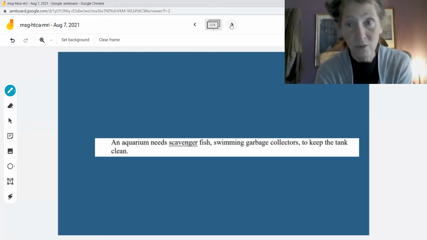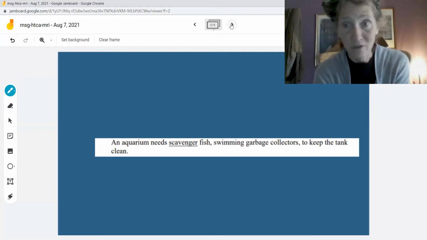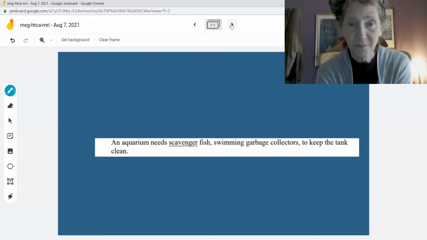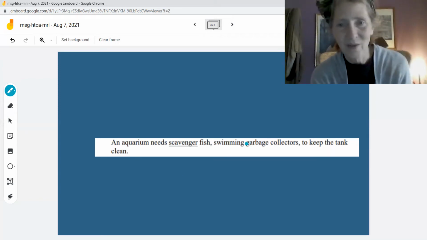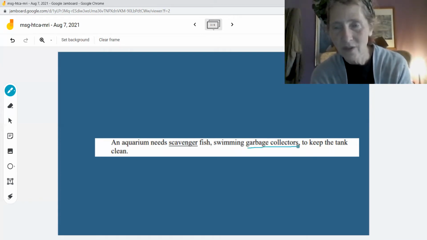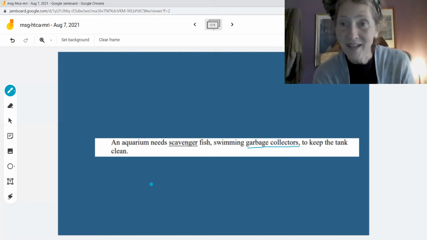Now, in this case, it's referring to a fish, but scavengers can refer to other things as well. So you're thinking, I don't know what a scavenger is. But if we read ahead, swimming garbage collectors. All right, so basically a scavenger is a garbage collector. They're animals that will feast and live off of garbage. Okay, in this case, it's a swimming garbage collector because we're talking about a fish. And they keep the tank clean.